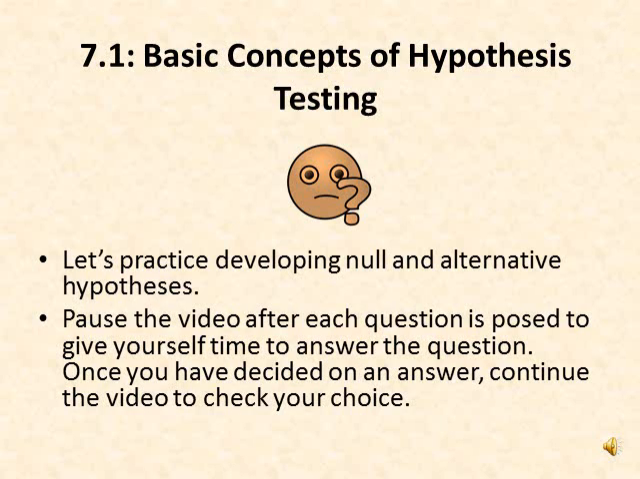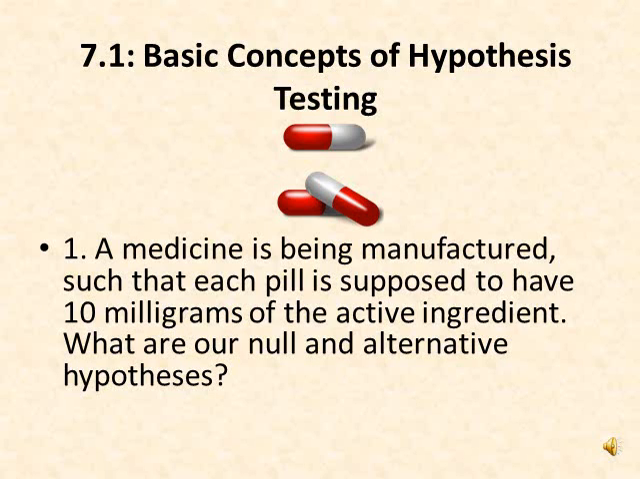Let's practice developing null and alternative hypotheses. Pause the video after each question is posed to give yourself time to answer the question. Once you have decided on an answer, continue the video to check your choice. 1. A medicine is being manufactured such that each pill is supposed to have 10 milligrams of the active ingredient. What are our null and alternative hypotheses?